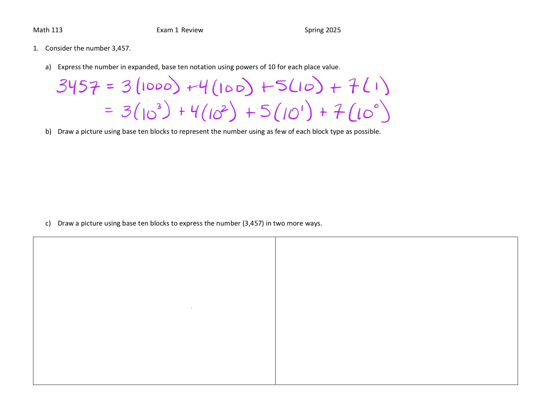Now I want to draw a picture of this number using base 10 blocks, using as few of each block type as possible. So if I have 3,000s, that's going to be 3 large cubes. I'll do my best to draw this large cube. I need 3 of those. Okay, so that's 3,000.